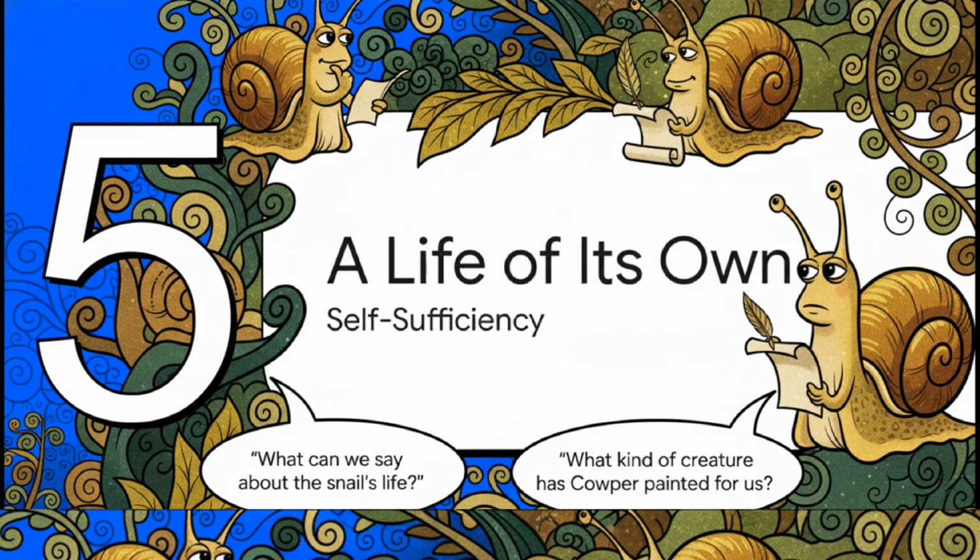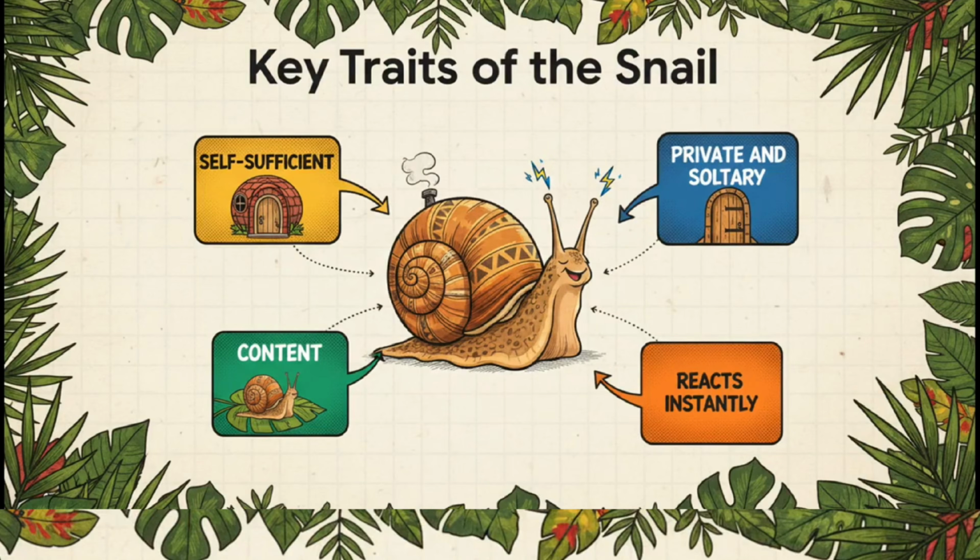So, let's put all of these observations together now. Based on what we've just read, what can we conclude about the snail's way of life? What kind of creature has William Cowper truly painted for us? Okay, let's summarize the key traits we've uncovered so far. Because the snail carries its own home, it is totally self-sufficient, perfectly secure. This allows it to live a highly private and solitary life, and it seems quite content in its own small world, always ready to react instantly to any threat it senses.